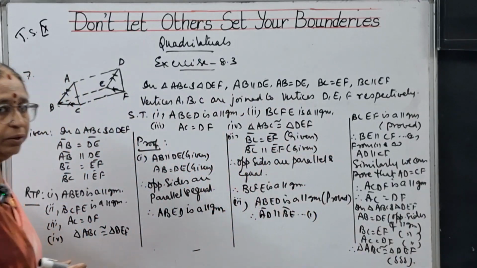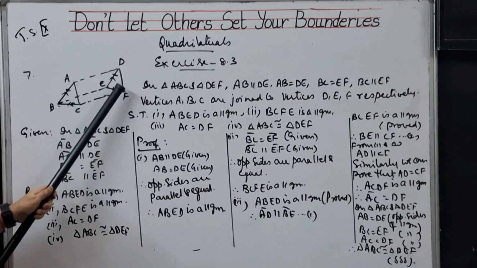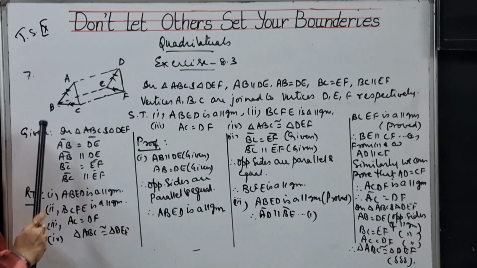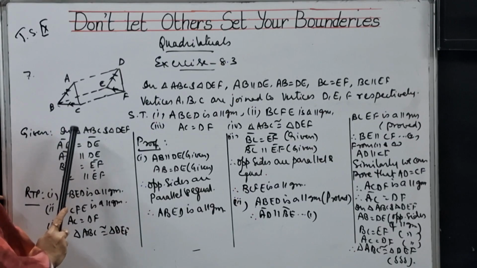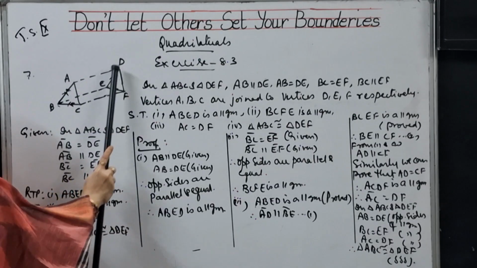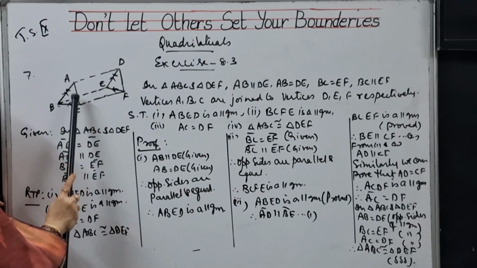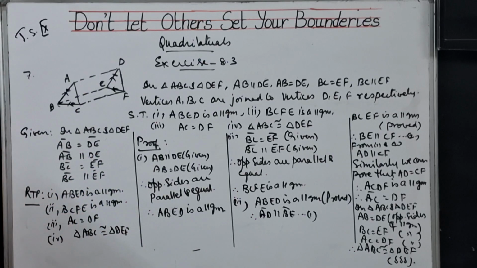So this is how you can prove, children. Once again, let me explain. In triangle ABC, they have given two triangles in which AB is parallel to DE and AB is equal to DE, and BC is parallel to EF, BC is equal to EF. Now we need to prove that ABED is a parallelogram, BCFE is a parallelogram, and third bit AC is equal to DF, and triangle ABC is congruent to triangle DEF. These are the properties which we need to prove.